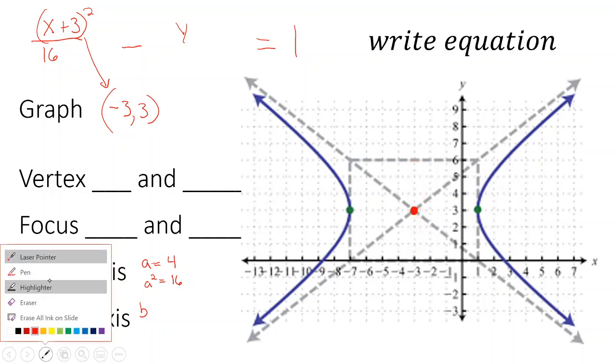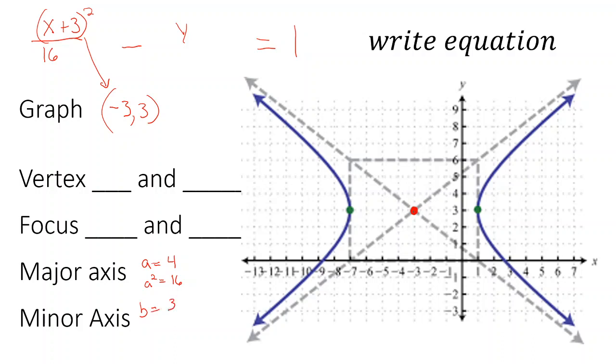So the minor axis, it's going to be 3. So B squared equals 9. So that goes under here, 9. And this is Y minus 3 squared. So the only thing I have left to find is the focus. So that's found by A squared plus B squared equals C squared. And we have 16 and 9 equals C squared. Put them together, you get 25 equals C squared. So C equals 5. Okay, so C equals 5.